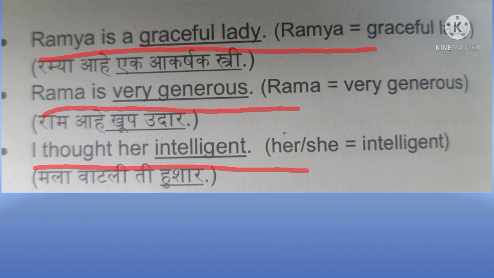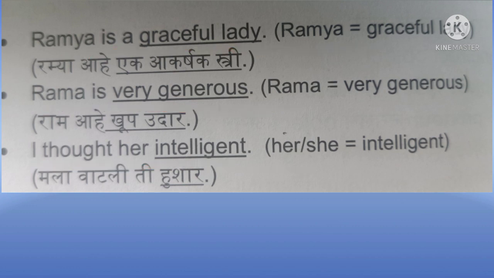Ramya is a graceful lady. In this sentence, a graceful lady is a noun phrase, but it is complementing Ramya, the subject. Therefore, it is called the subject complement. In the second sentence, Rama is very generous. Very generous is an adjective phrase and it speaks about the subject Rama. Therefore, it is again a complement. And in the third sentence, I thought her intelligent. Intelligent is speaking about the object her. Therefore, it is called object complement.